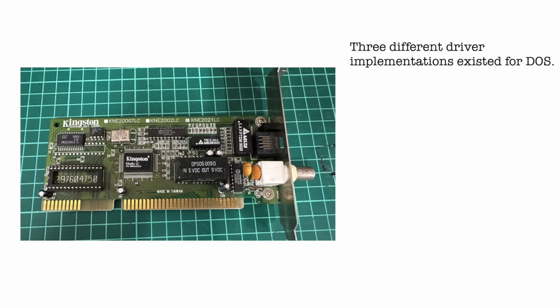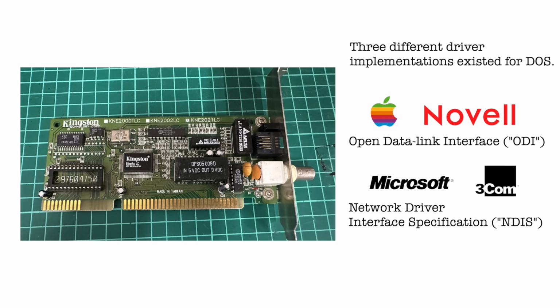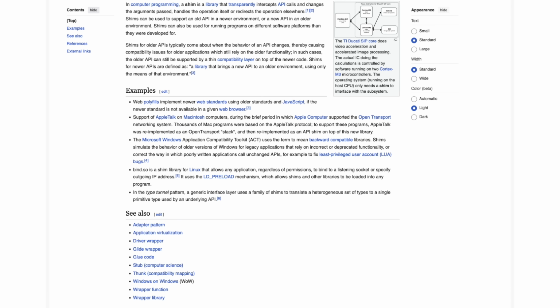Now, it's worth mentioning that different driver implementations existed for DOS. There's ODI, the Open Data-Link Interface, which was coming from Apple and Novell. Microsoft and 3Com favored NDIS, the Network Driver Interface Specification. And besides that, there was also PC/TCP packet drivers. Needless to say, they all were incompatible, and, to no surprise, not all network cards came with all three driver types by default. Luckily, you could install so-called shims to provide a compatibility layer.